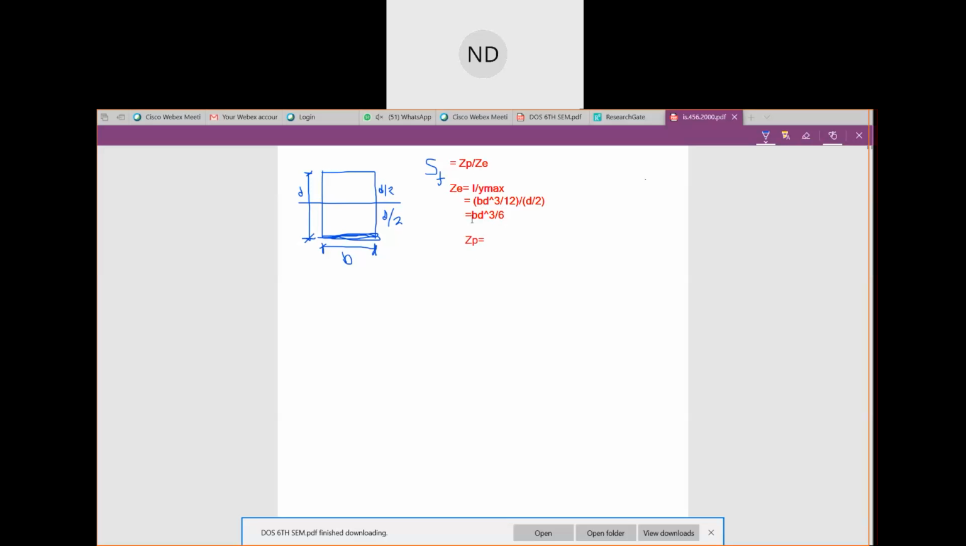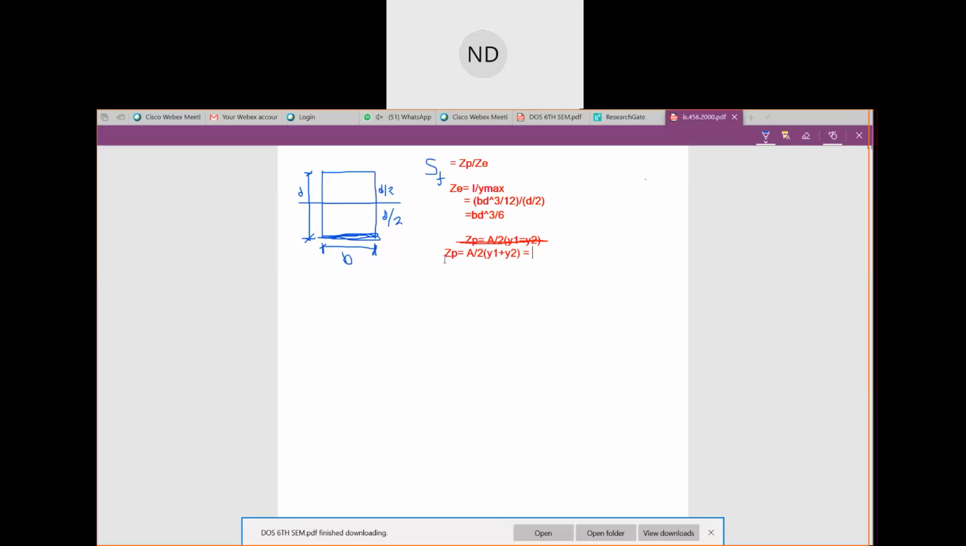Now ZP, what is our ZP? Sorry, that was wrong. The plastic section modulus ZP is equal to capital A by 2 into Y1 plus Y2.